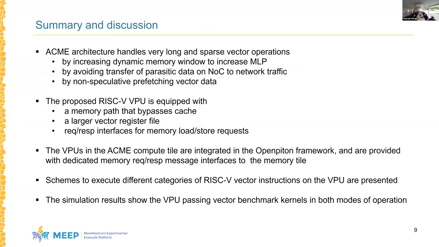To conclude, a summary: the ACME architecture handles both cache-friendly and cache-unfriendly memory accesses. The proposed RISC-V VPU is equipped with a path to bypass the cache wherever it is not beneficial, a larger vector register file to handle long vector operations, and a special request-response interface to the memory tile. It is integrated in an open Python framework where new message types are introduced, with the supporting infrastructure.